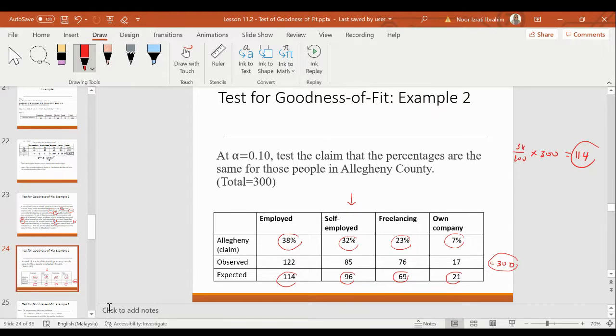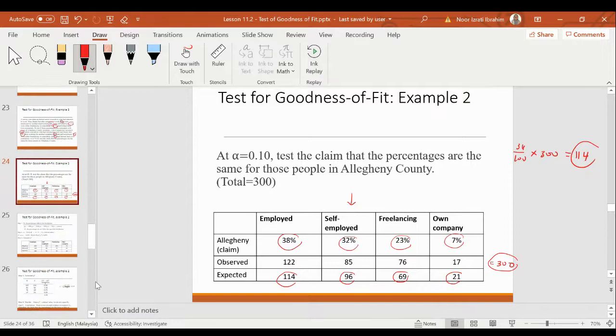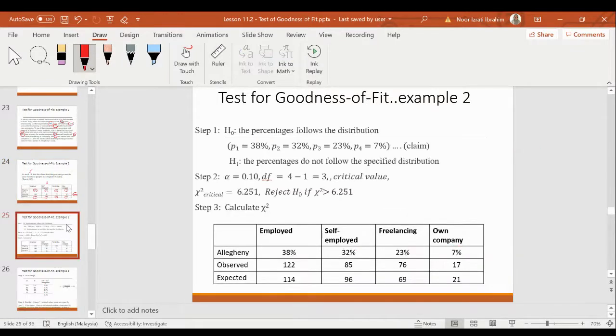Once we have the observed and expected that will be used in step 3, now we start with the 5-step hypothesis at alpha 0.10, test the claim. According to the percentage, H0 will be that the data follow the distribution for proportion 1, 38%, proportion 2, 32%, proportion 3, 23%, proportion 4, 7%. For each category, the percentage given is here. And H1, you just write down that the data does not follow the specified distribution.